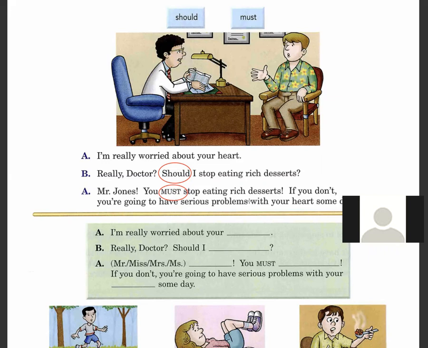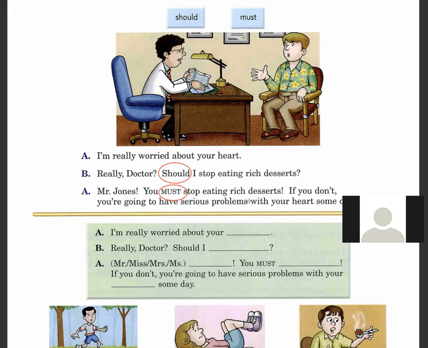I'm really worried about your heart. Really, doctor? Should I stop eating rich desserts? Mr. Jones, you must stop eating rich desserts. If you don't, you're going to have serious problems with your heart someday.